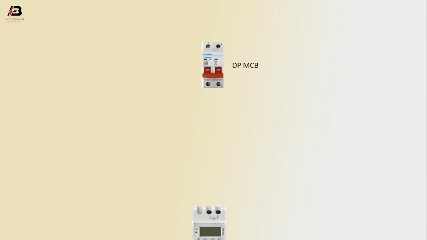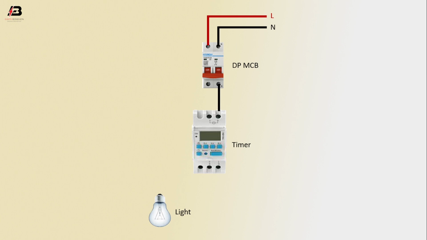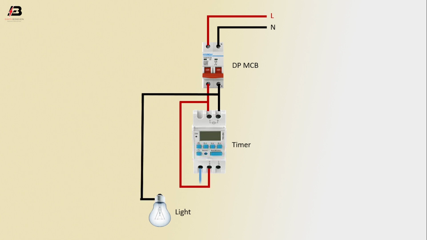So viewers, let's start. DP-MCB circuit breaker, timer, light. Phase connection input to DP-MCB circuit breaker, neutral connection input to DP-MCB circuit breaker, neutral connection from DP-MCB to timer, phase connection from DP-MCB to timer, neutral connection to light, phase connection to timer, output connection from timer to connect light. Now this circuit is ready for use.